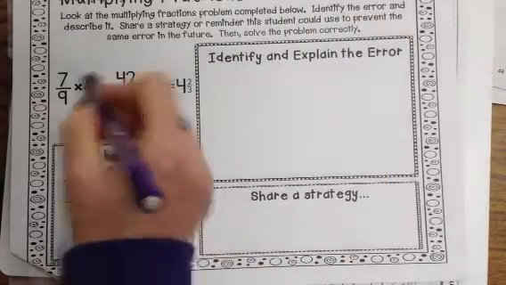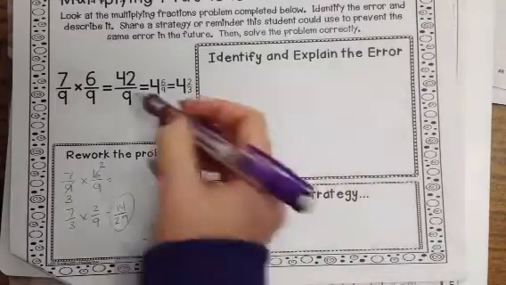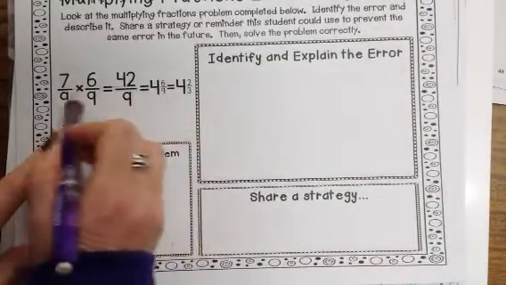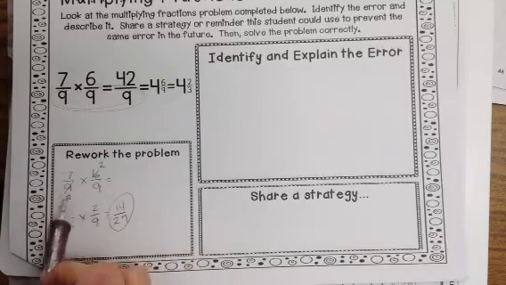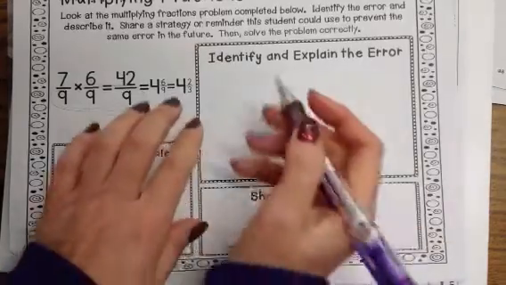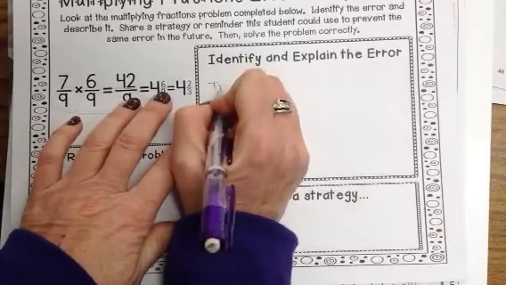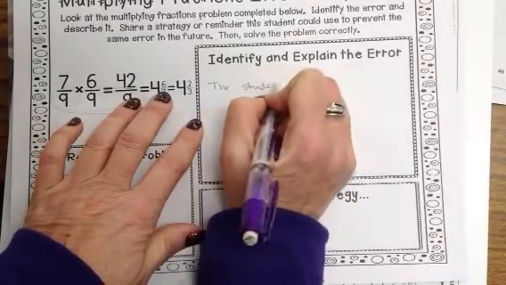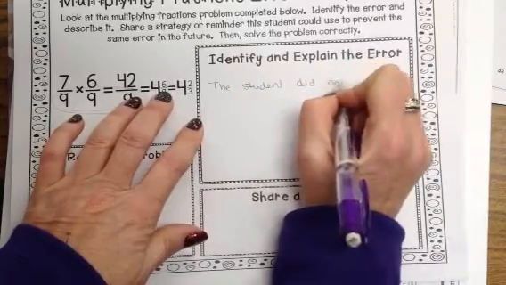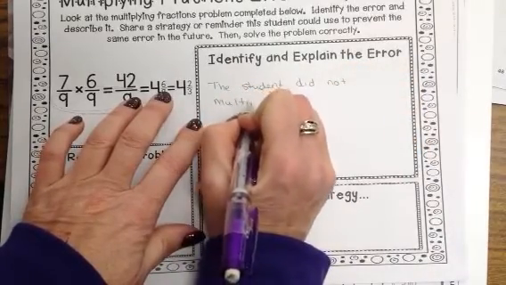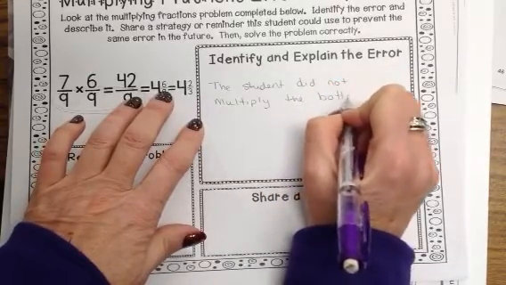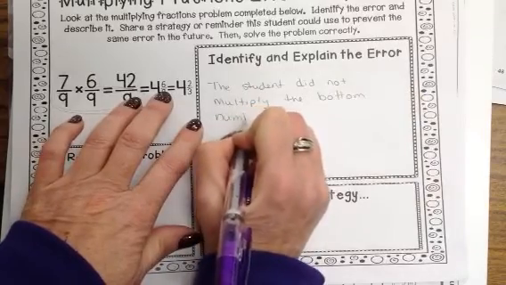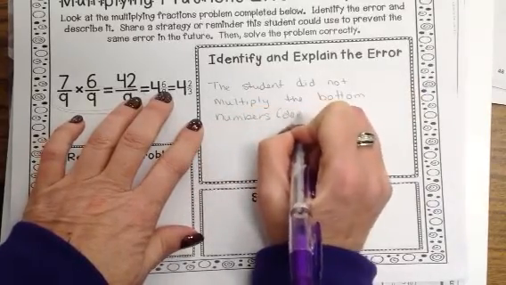When our student did it up here, what did they do with the bottom? This is where our problem is, right here. They just left the denominator the same. And when we multiply fractions, we need to multiply the top numbers together and multiply the bottom numbers together. So the problem here was the student did not multiply the bottom numbers. Or we can call them the denominators.